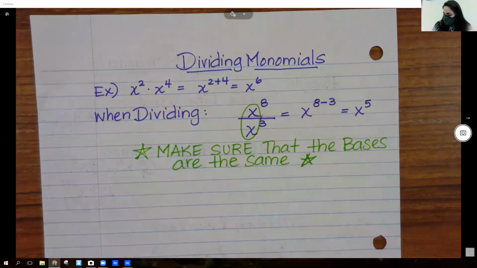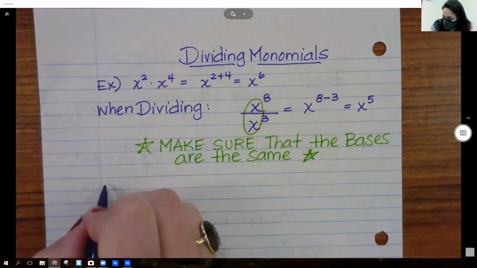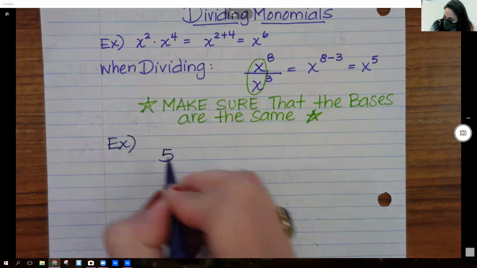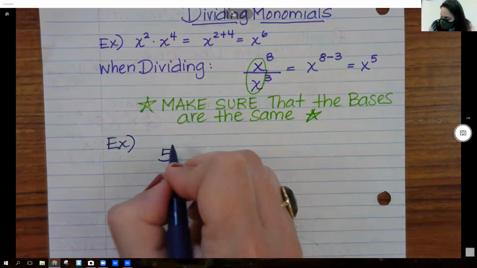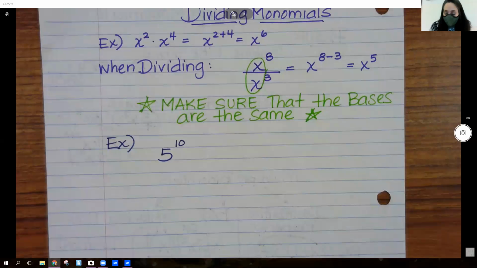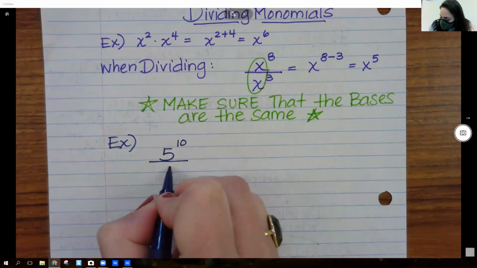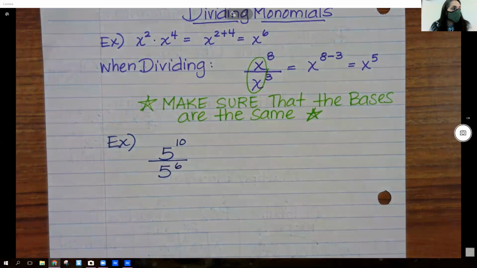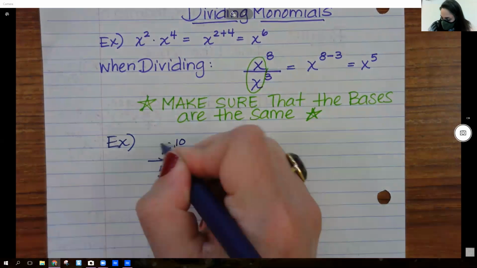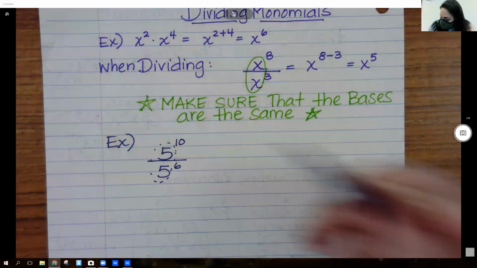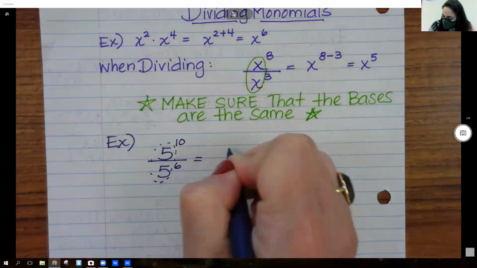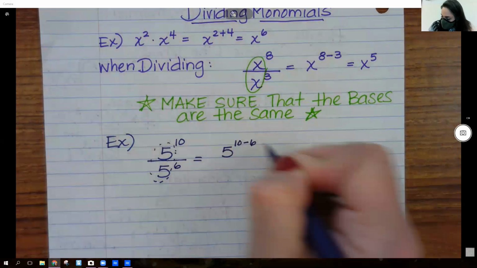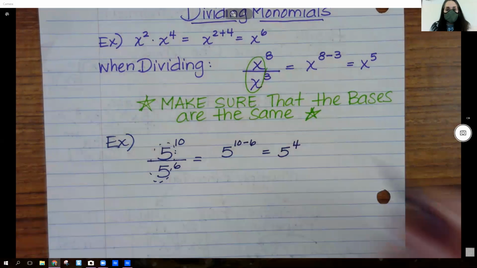I'll do another example for you. So like something you would see in the homework tonight. I think they use the number 5 in the homework. So I will use 5, but I'm going to use different exponents. So let's say we had 5 to the 10th power divided by 5 to the 6th power. So you have the same base, which is a 5. So it would be 5 to the 10 minus 6, which is 5 to the 4th power.